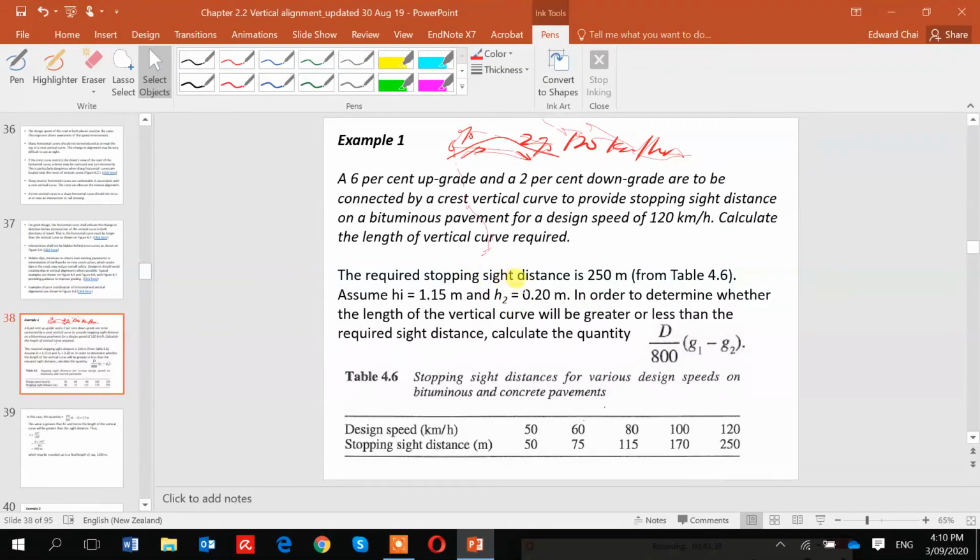So the required stopping sight distance is 250 meter from this table here. The design speed is 120. The stopping sight distance is 250. It's down here, the bottom here. So assuming h1 equal to 1.15 and h2 0.2, in order to determine whether the length of the curve is greater, we use this expression.